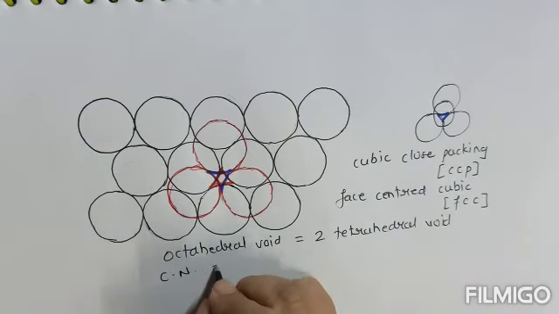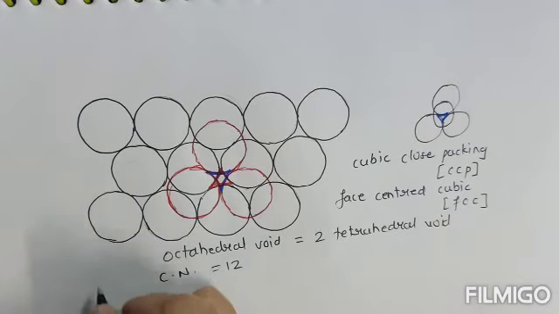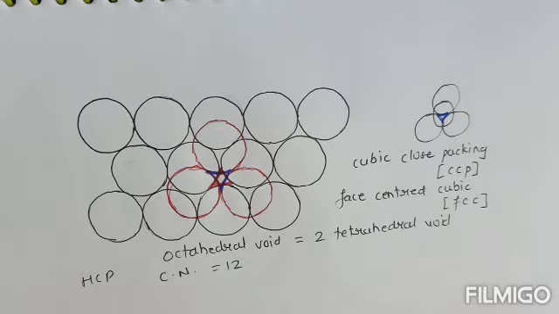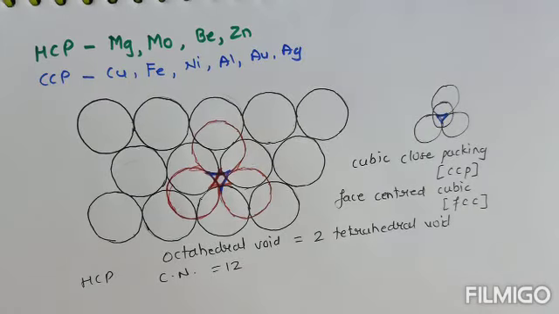The coordination number in such type of arrangement is 12. Even for HCP arrangement, the coordination number will be 12. Now in the numerical it will be given to you whether it is HCP or FCC or CCP. You have to remember at least some common examples. HCP arrangement is shown by elements like magnesium, molybdenum, beryllium, zinc. CCP arrangement is shown by metals like copper, iron, nickel, aluminium, gold and silver.